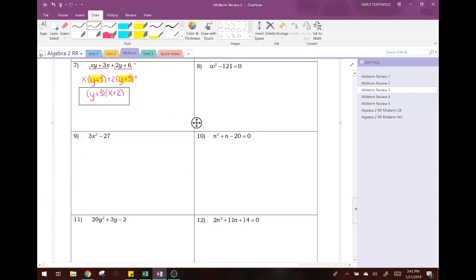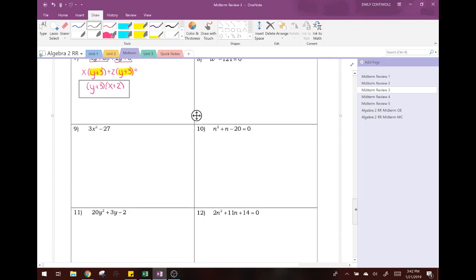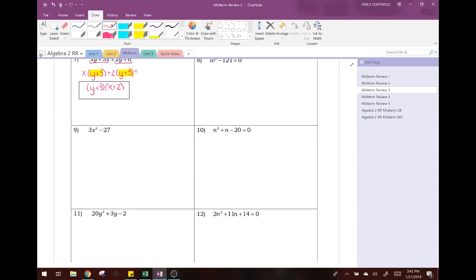Now we're going down to the next one, question number 9. First step of factoring, don't forget, is always to identify if you have a GCF. So I'm going to take a 3 out, leave behind x squared minus 9. 3 and 27 were both divisible by 3, so I factored that out by division.